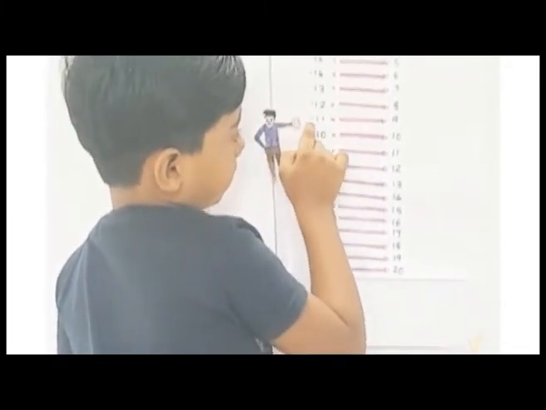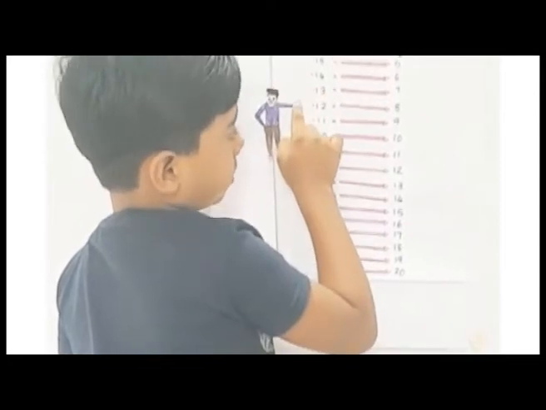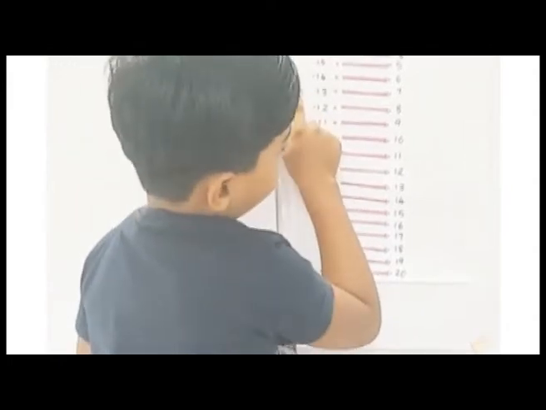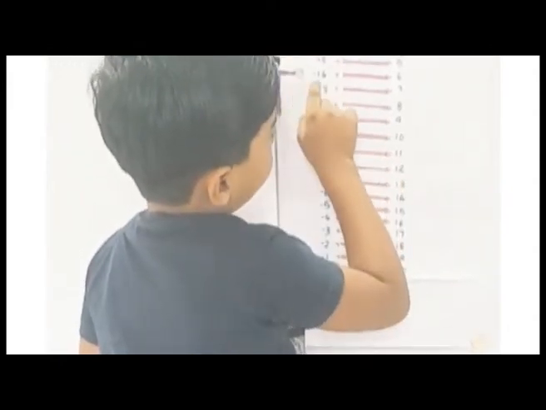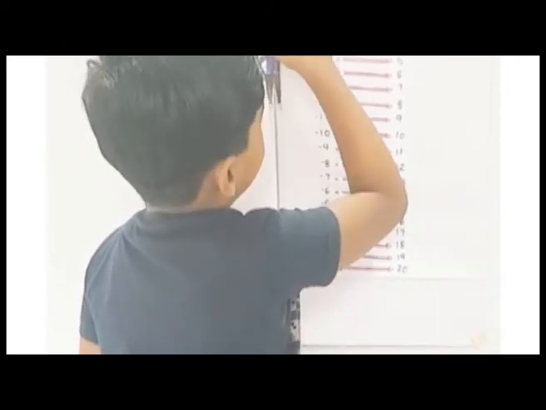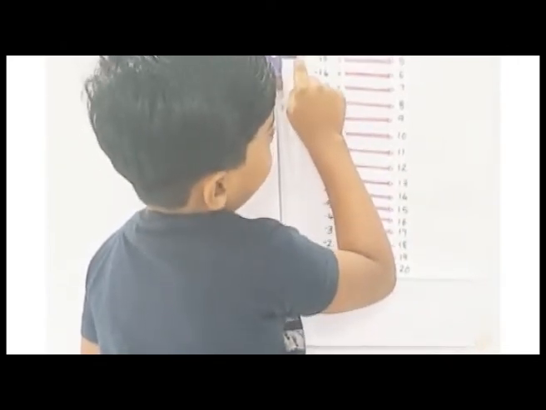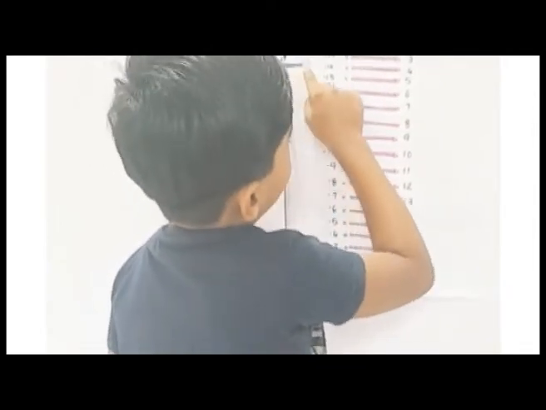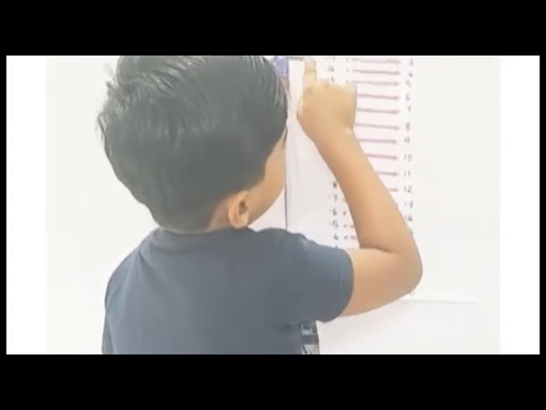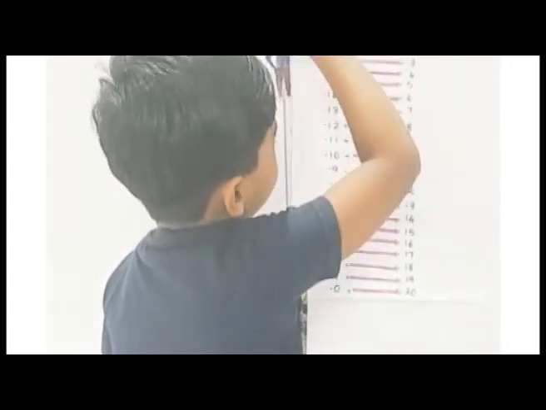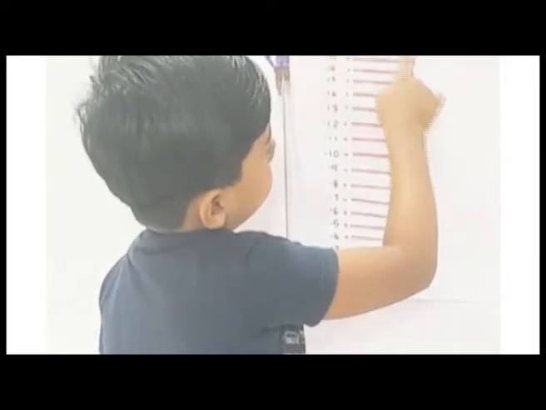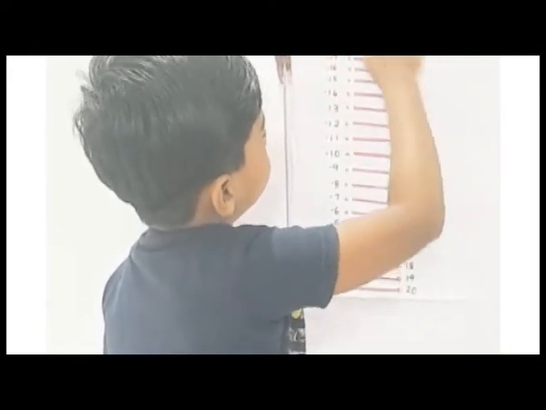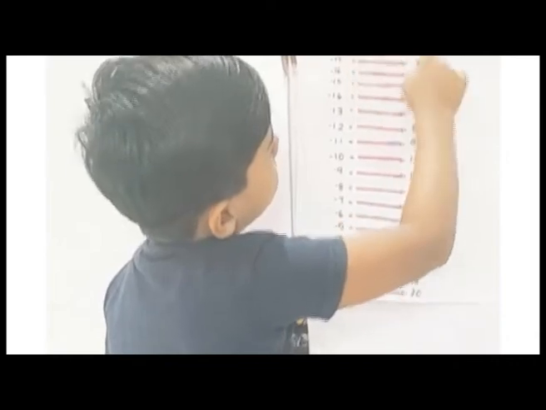20 minus 11, 9. 20 minus 12, 8. 20 minus 13, 7. 20 minus 14, 6. 20 minus 15, 5. 20 minus 16, 4. 20 minus 17, 3. 20 minus 18, 2. 20 minus 19, 1. 20 minus 20, 0.